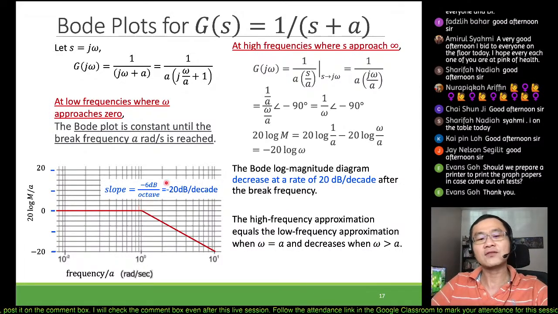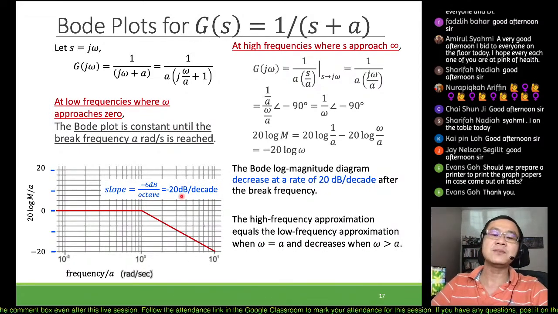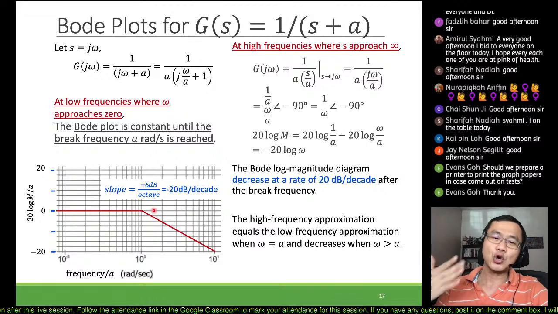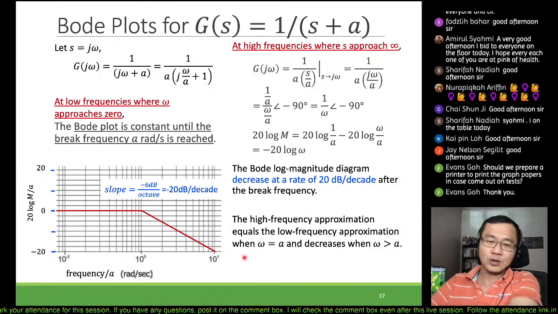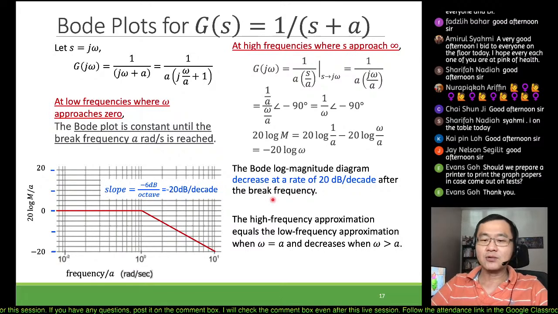Now we have a slope which is negative, downwards 20 dB per decade. We just draw 0, 20, 1 decade 20, just a straight line continuously going down, right? So this is how we can draw the magnitude for a pole.